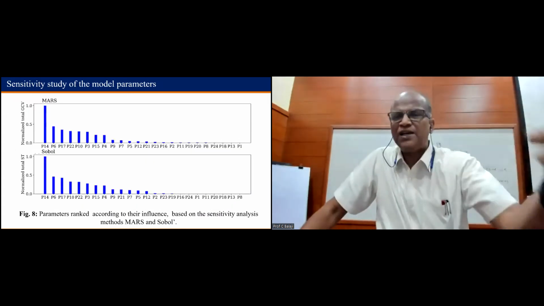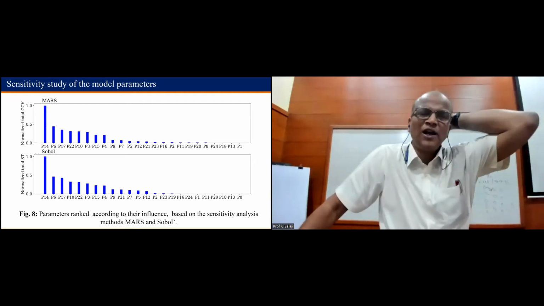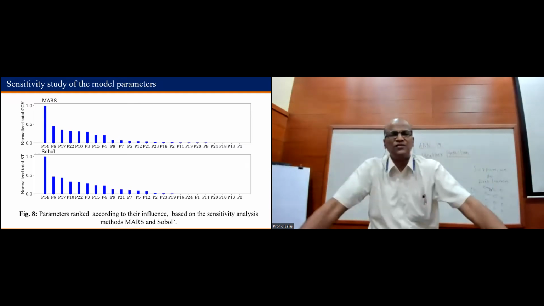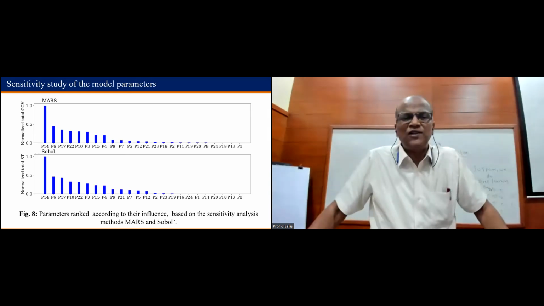The top one is based on a regression. The second one is based on variance. Okay, so the normalized scores are given like this. So now we are ranking the parameters. The highest influencer is 14, followed by 6, 17, 22. Now we'll see whether the other model, the Sobol model, also seems to give the same.